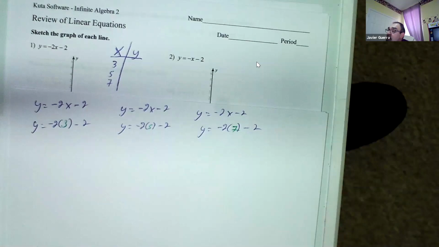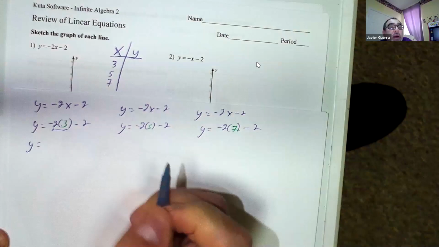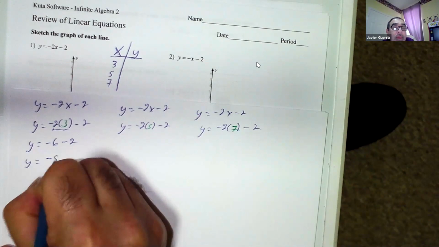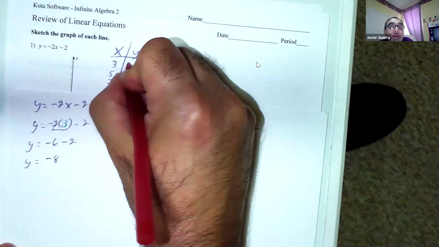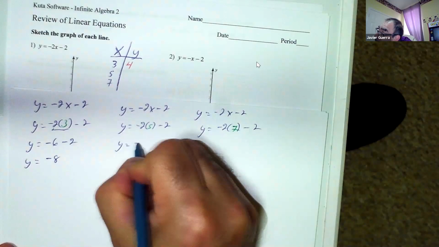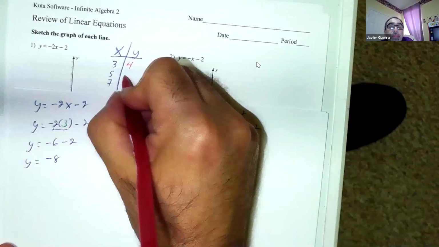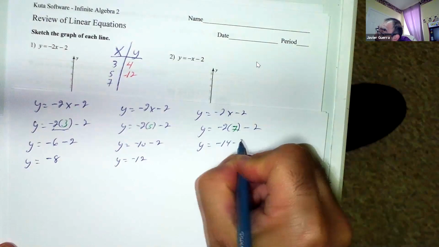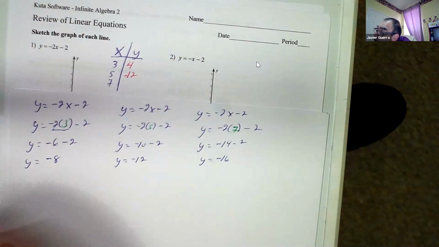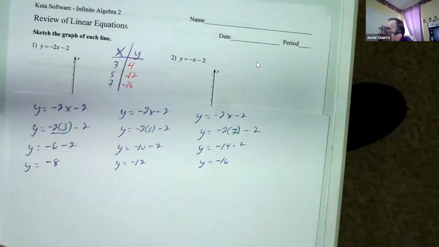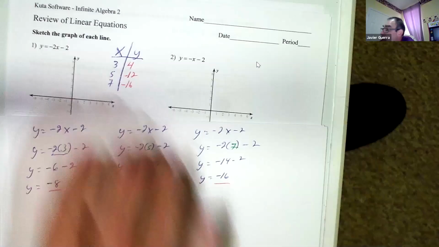What's that equal to? -6. -6. So we get -6 minus 2. We're going to get -8. So we now know the y value. When x is 3, it's going to be 4. Do the same thing with this one. -10 minus 2. We get -12. Next one, we get -14 minus 2, equal to -16. So doing this table is very important.